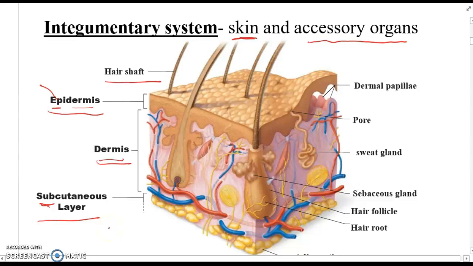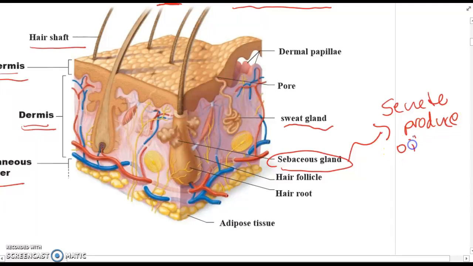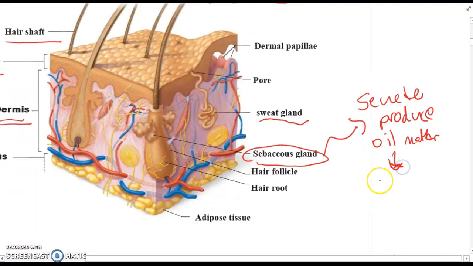So that's the layer underneath the skin. The other thing we need to know is the sweat gland, and you probably know that those produce sweat. And the sebaceous gland is a pretty important one. Think of these as the ones that secrete or produce oily matter, and you need to know that term is called sebum. That is what's produced and goes to the outside of the skin.